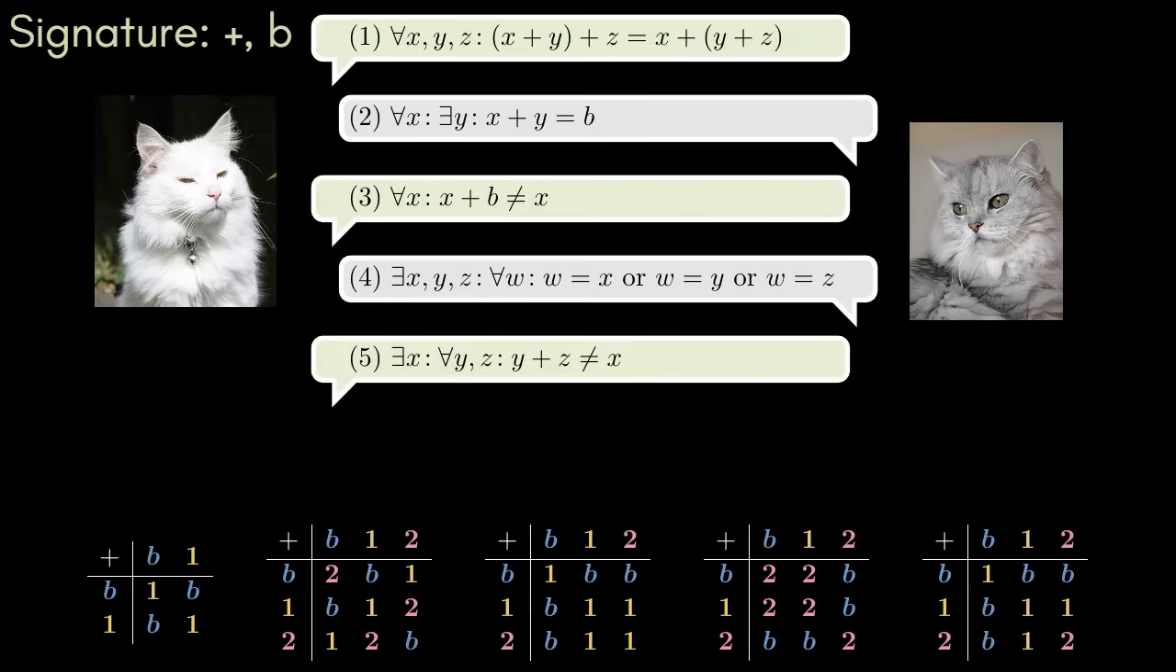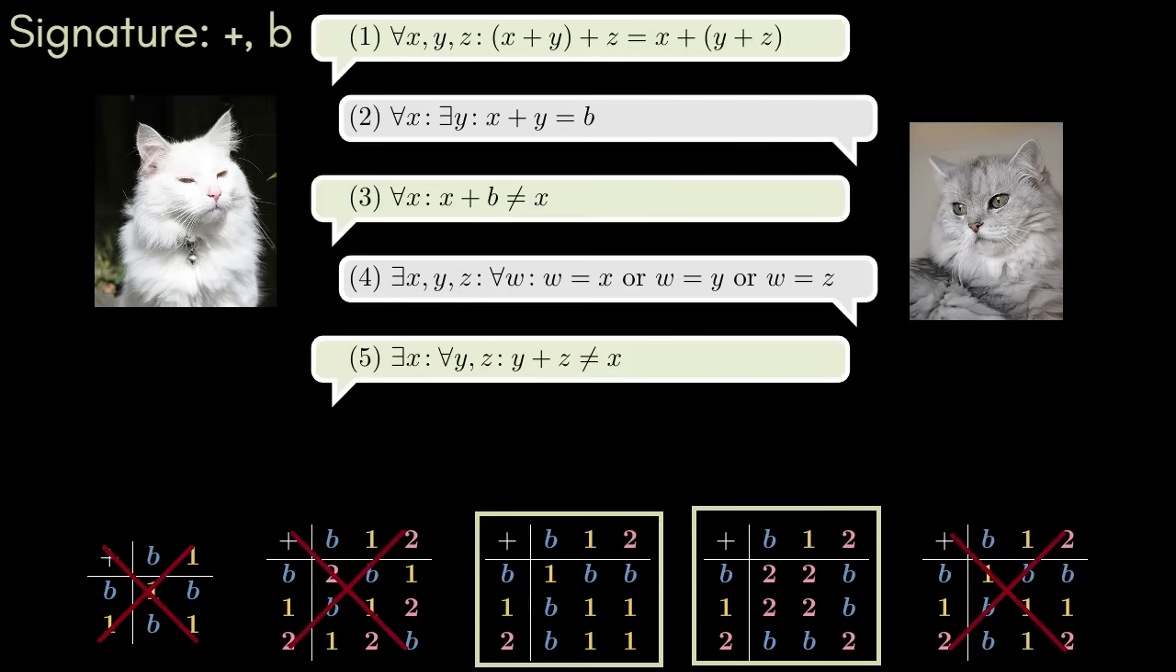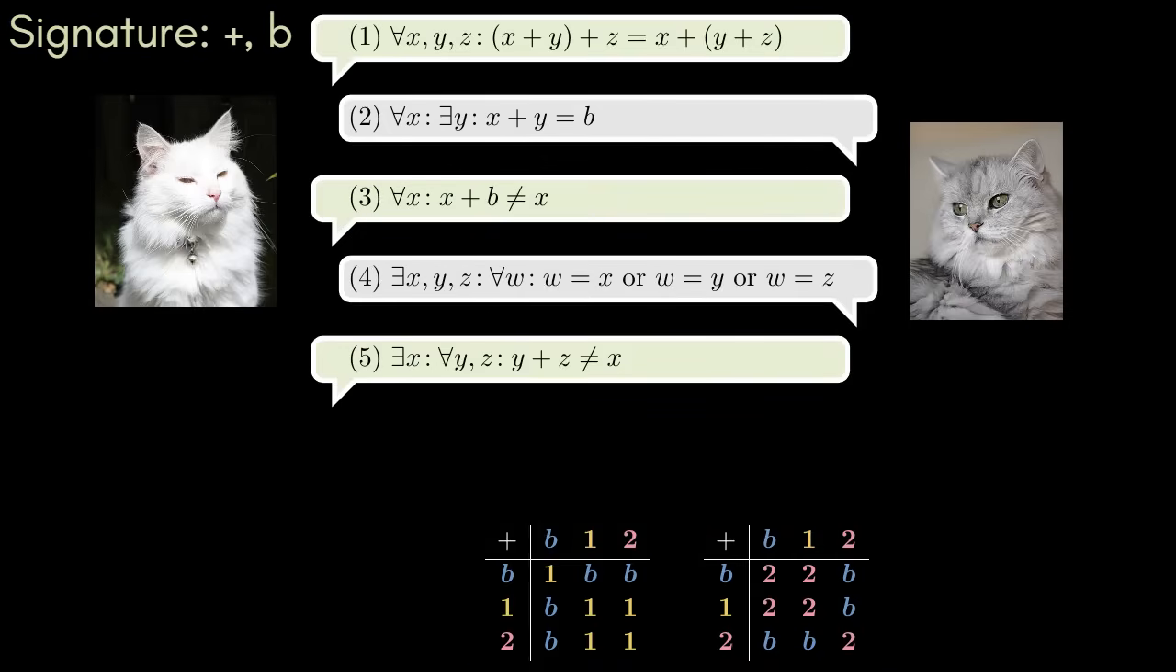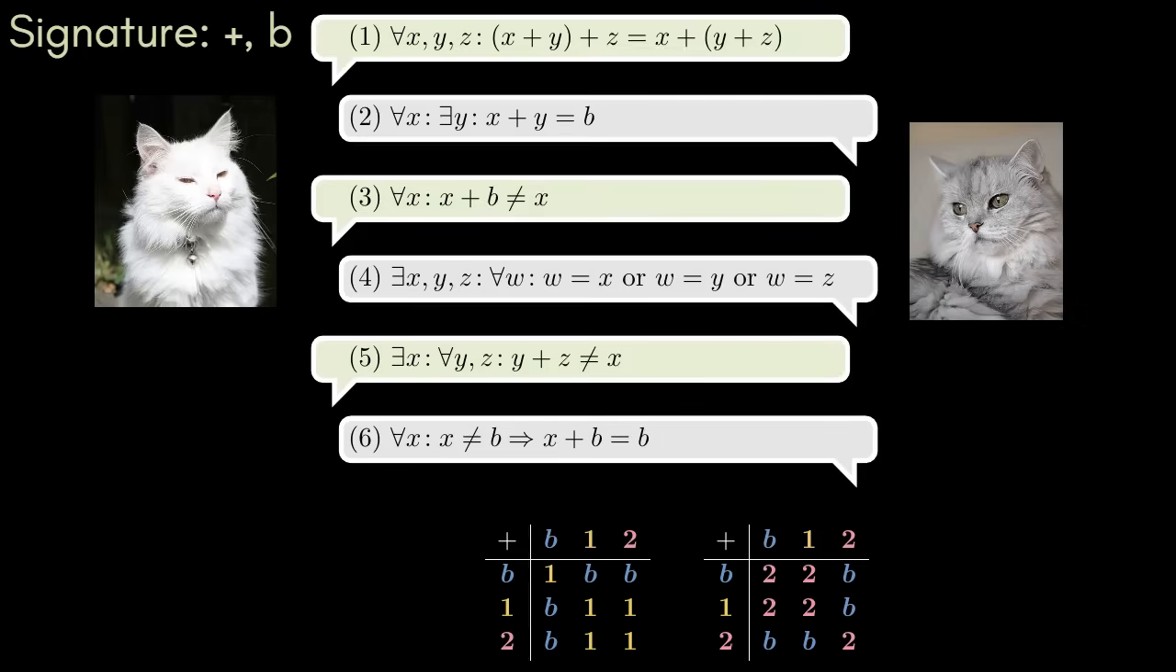So player 1 plays: there exists an x such that for all y and z, y + z is not equal to x. That is, there's some x that's not in the range of the addition operation. This is true only of these 2 structures. In the first, that x is 2, and in the second, that x is 1. So now there are only 2 structures that satisfy all of our axioms. Player 2 plays: for all x, if x is not equal to b, then x + b equals b, which is only true of the first structure.